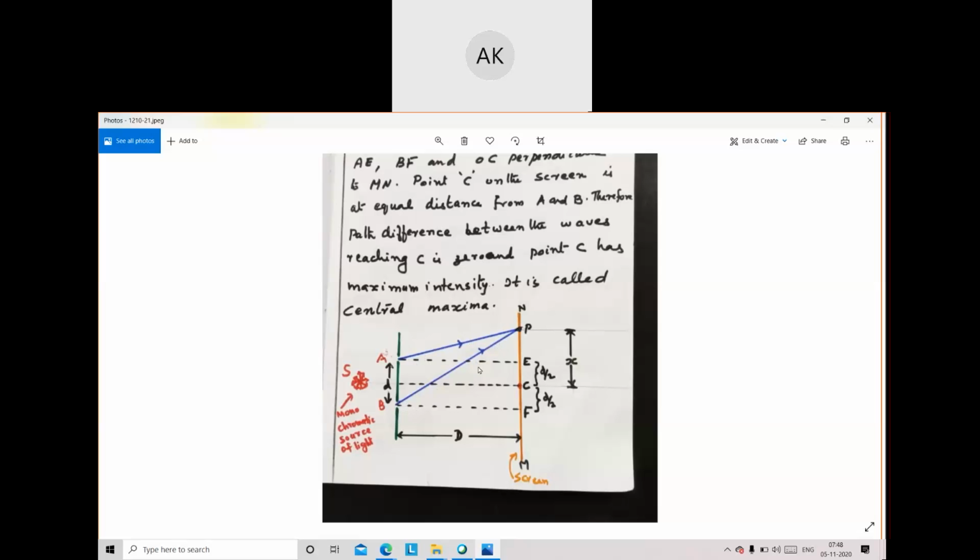What is the path difference? Which is longer? BP is a longer path compared to AP. So there is a path difference. How will you find the path difference? BP minus AP will give the path difference. Then how will you find BP? Path difference you have to find. When path difference is n lambda, it is a bright fringe.